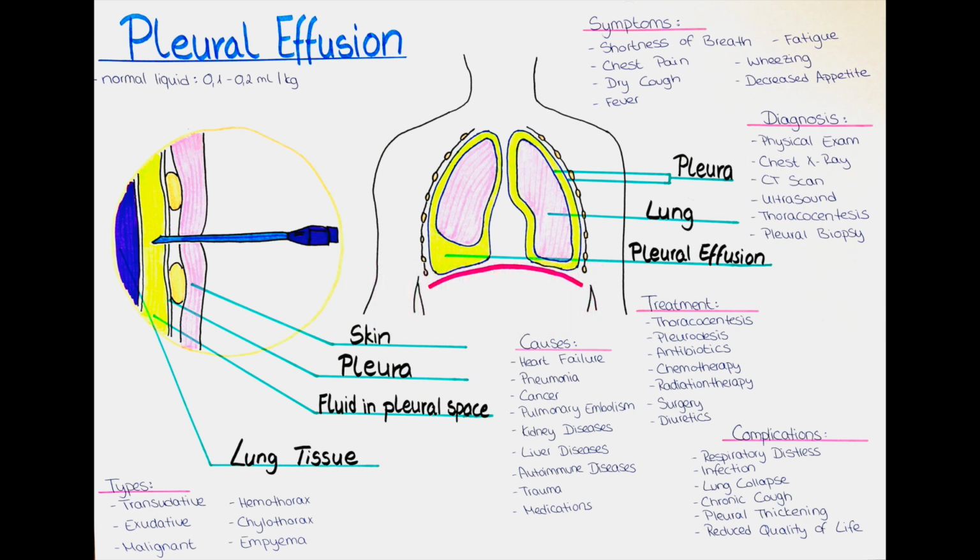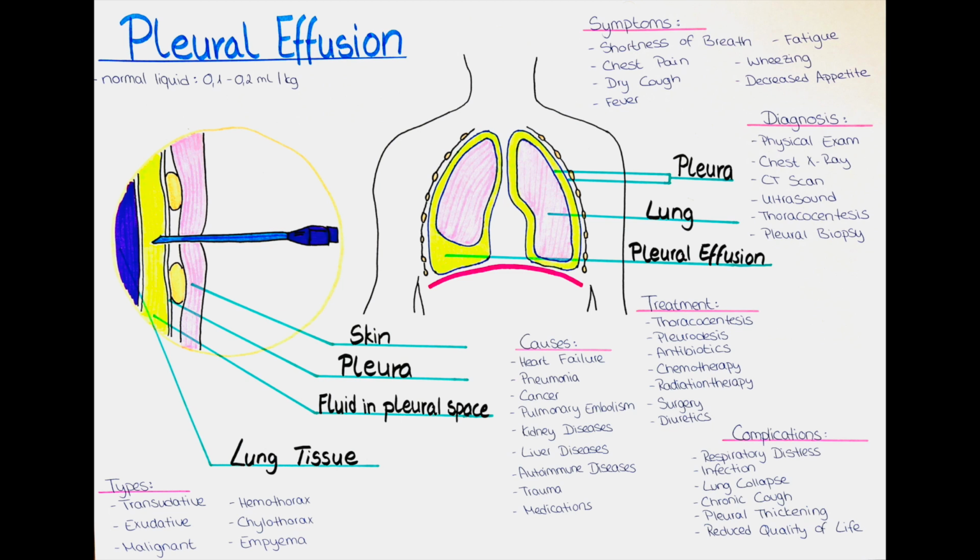The diagnosis of pleural effusion typically involves a combination of physical examination, medical history, and imaging tests. Here are some of the diagnostic tools commonly used to diagnose pleural effusion. First, the physical examination. A doctor usually will listen to the patient's lungs with a stethoscope to check for the presence of decreased or absent breath sounds, and may tap on the chest to check for dullness, which can indicate the presence of fluid. A chest X-ray can show the presence of fluid in the pleural space and can help to determine the size and location of the effusion.